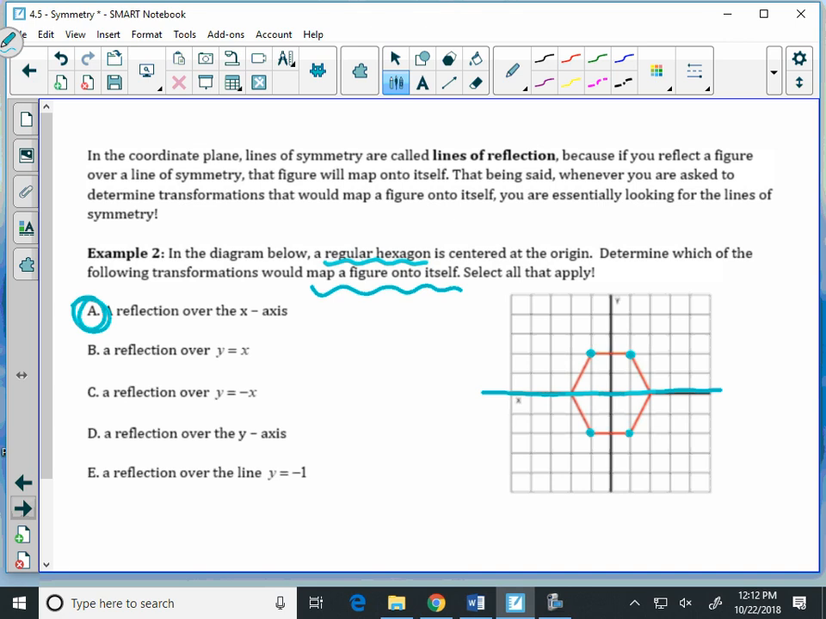B says a reflection over the line y equals x. So I'm going to graph that line. When we graph y equals x, where do we start? 0, 0, the origin. And then we just go up 1 over 1.